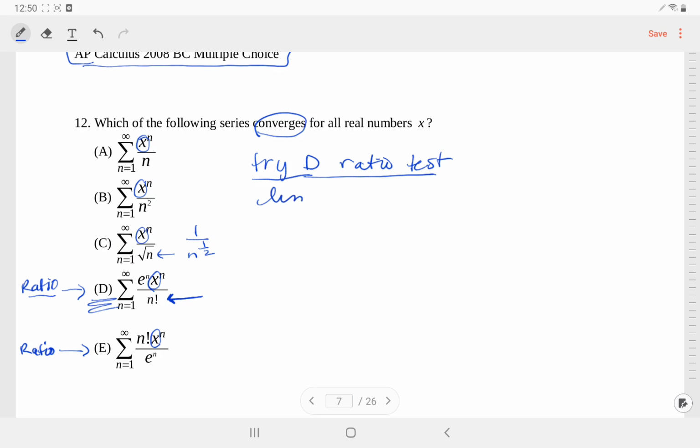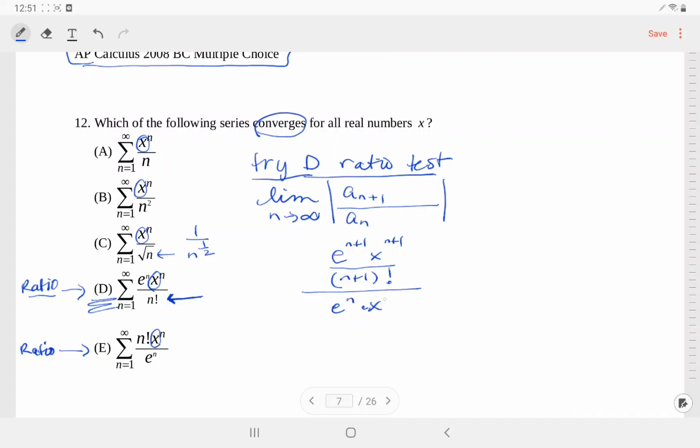Okay, so let's do the limit. So this is the ratio test. Limit as n approaches infinity. And then remember you do a_{n+1} at the top and a_n at the bottom. There is an absolute value. So a_{n+1} is e to the n plus 1. I'm working on D. x to the n plus 1 divided by n plus 1 factorial, divided by e to the n, x to the n over n factorial.